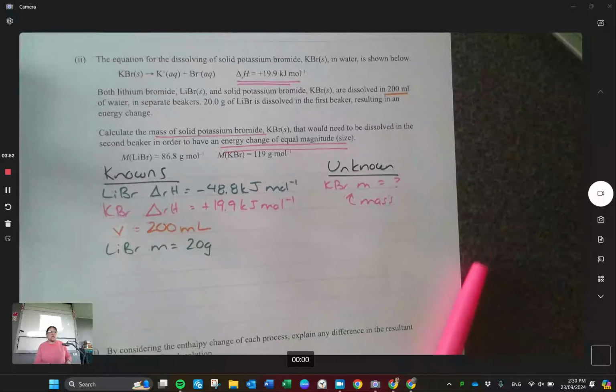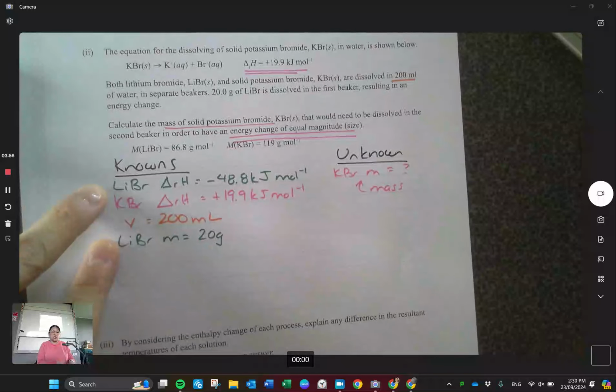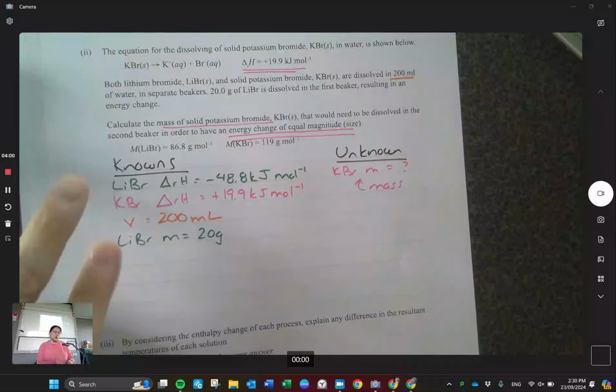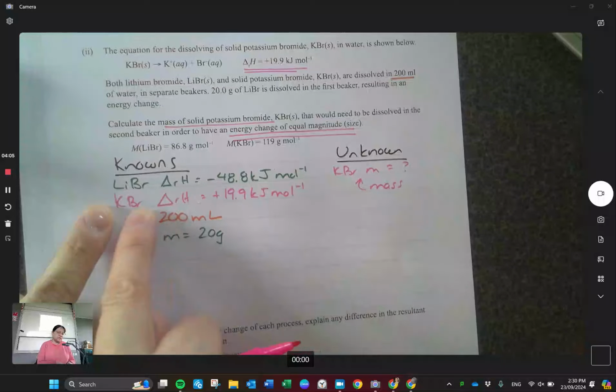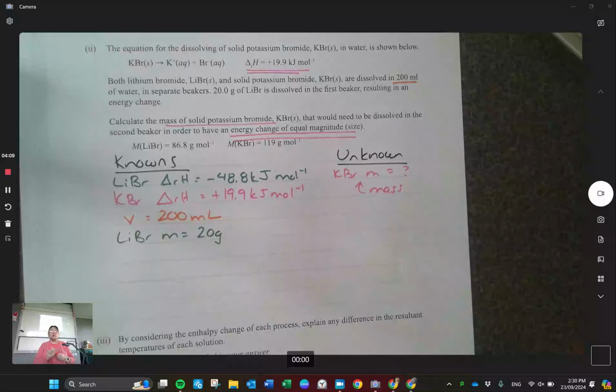So what this is basically asking you is, based off of this first reaction here, how much energy is released in that, and then flip that and go, okay, then how much of the potassium bromide do I need in order to make that same amount of energy? Are we okay with that? So it's a two-step problem. Step 1, how much energy is released from the lithium bromide, and once I have that answer, I can then use that to figure out how much potassium bromide do I need to have the same equivalent energy change.